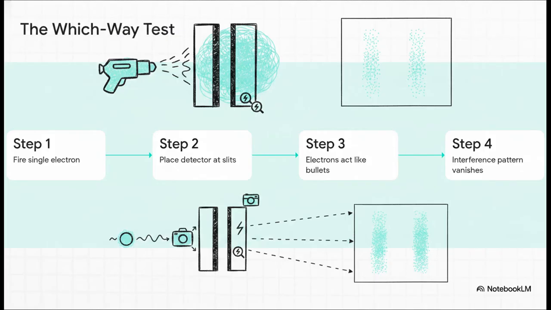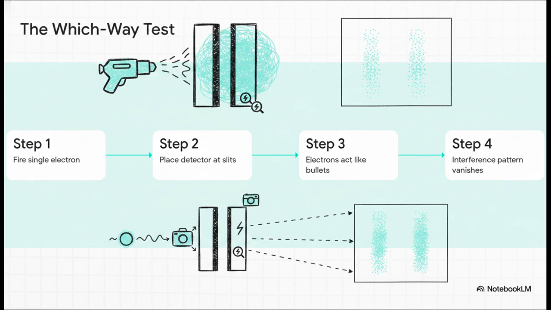Section 3. The Observer Effect. To answer that impossible question, scientists realized they had to catch the particle in the act. Welcome to the stakeout phase of our detective story. It's time to outsmart the system. In the 1980s, they set up the which-way experiment. They fired a single electron, but this time, they placed a detector right at the slits to see exactly which path it took. But the very second they did this, a bizarre twist occurred.